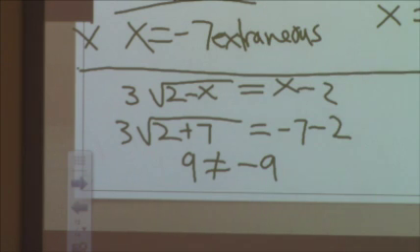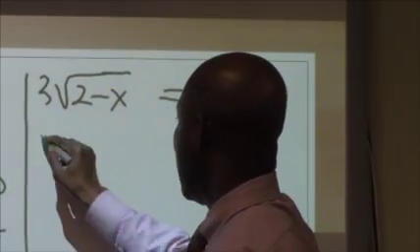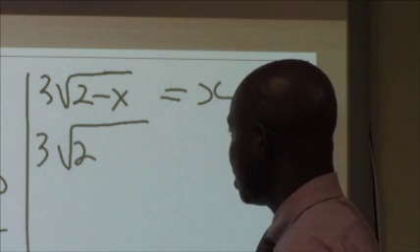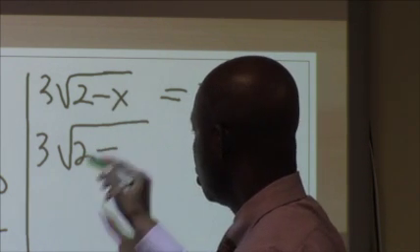Now let's try for this. So I'm going to do 3 again, square root of 2 minus x equals x minus 2. I'm going to do 3, then I do 2 minus 2.